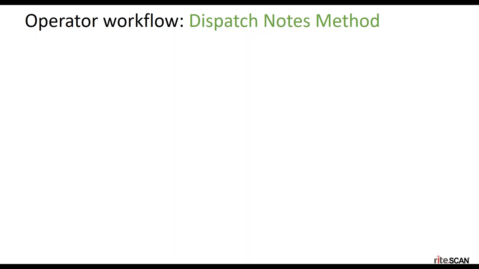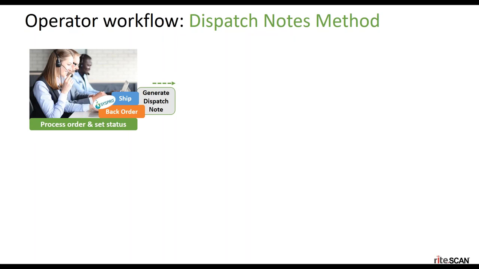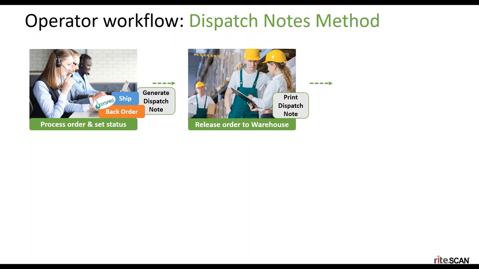So when the sales order is received, the operator is going to enter that into Syspro, and then the customer service is going to allocate that stock to ship or back order, and then they're going to create that dispatch. So once they create that dispatch, that is going to dispatch the lines associated with it and release that to the warehouse. So that release process can be facilitated with printing the dispatch note to allow the warehouse to know that this is ready to be picked.